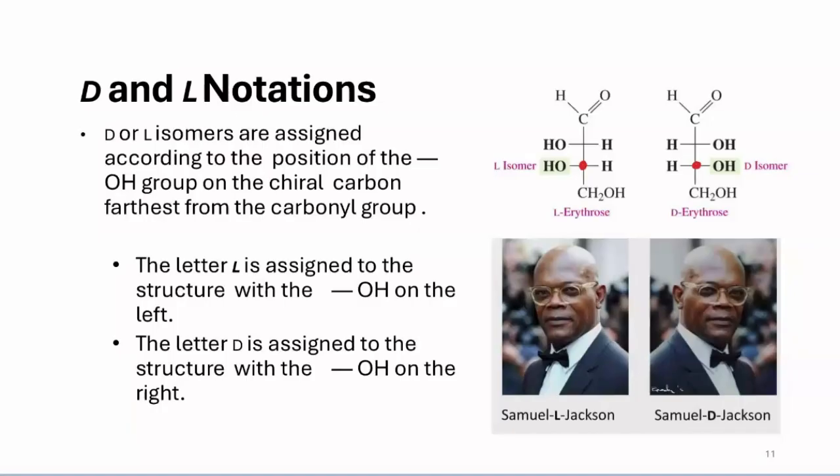The image that you see below of Samuel L. Jackson is just a funny meme that I found, in which it is illustrating that if something is looking towards the left, like this image, that is the L isomer. But if Samuel Jackson was pointing or looking towards the right, then it should have been labeled Samuel D. Jackson. So it's just a funny meme to reiterate the D and L notations that can be found in carbohydrates.